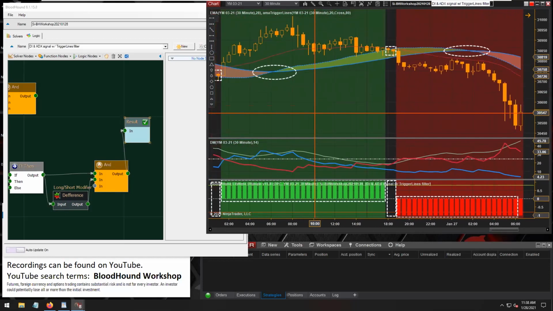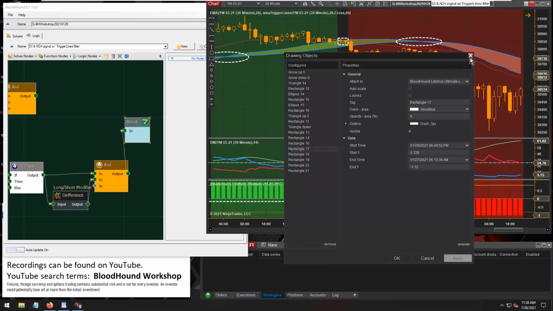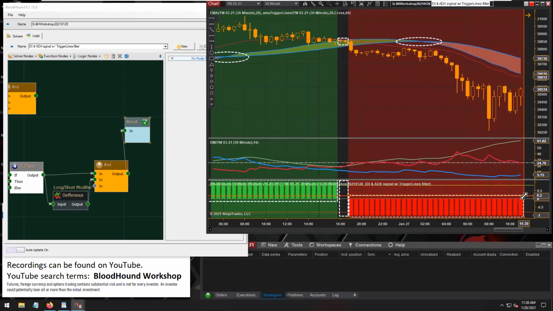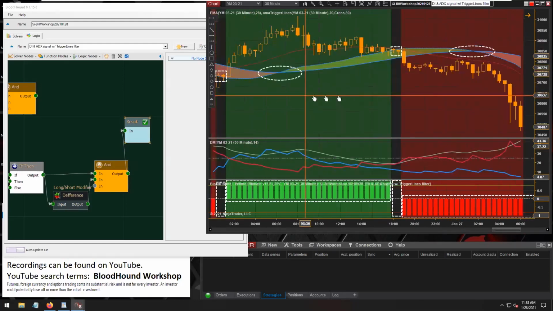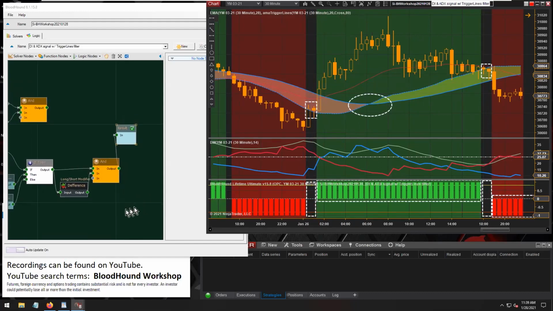So now, as long as the closing price is below the trigger lines, we get a short output, and it doesn't matter if the trigger lines are crossed up or crossed down. Same thing over here. As long as the closing price is above the trigger lines, and it doesn't matter if the trigger lines are crossed down or crossed up, we get a long output. And when the closing price is in between, we have no output.